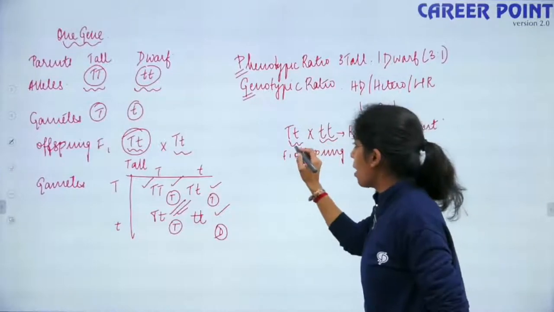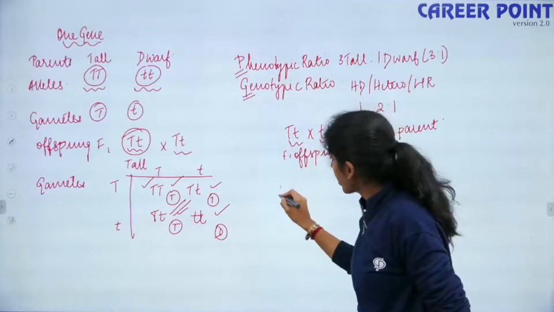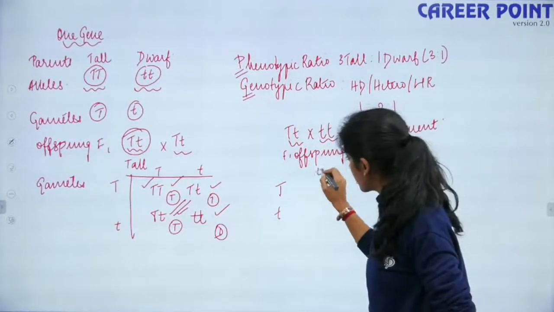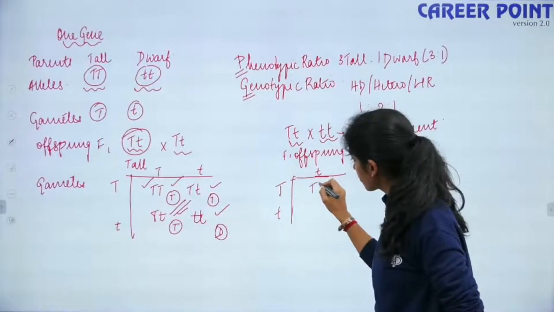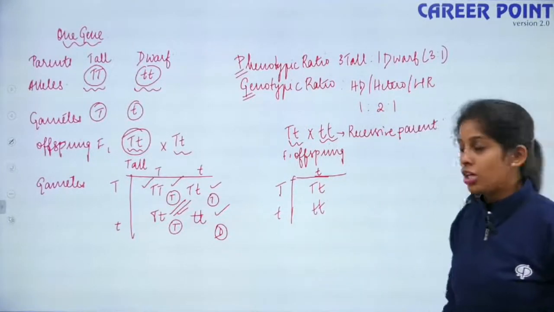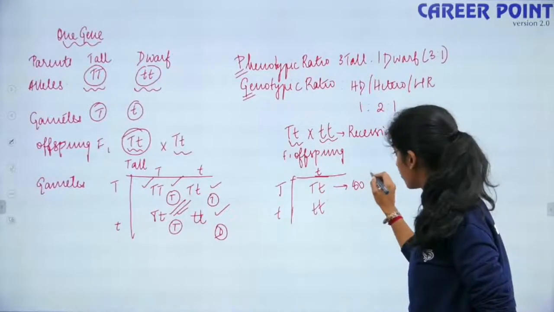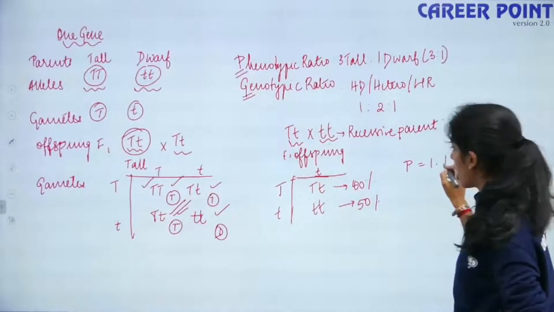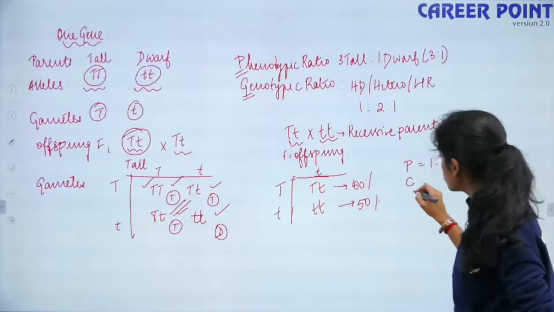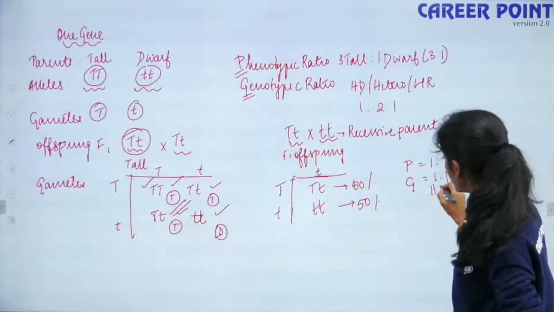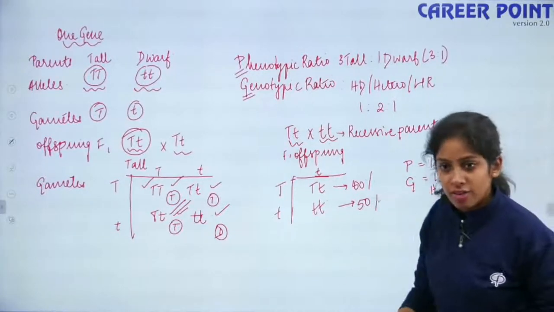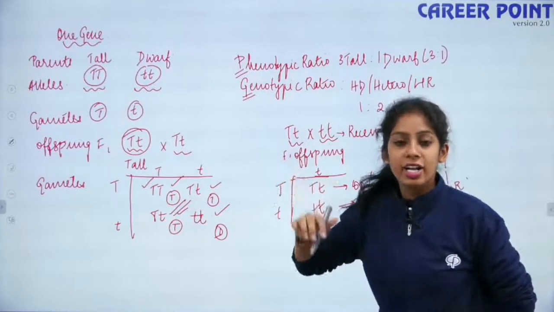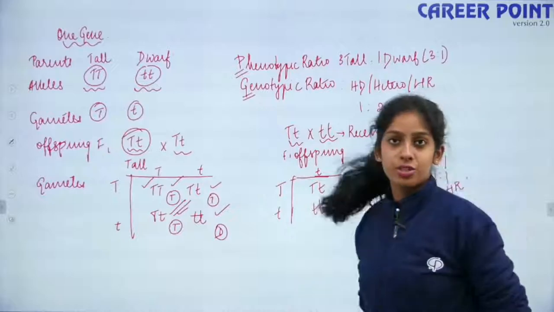Now, how do you find the gametes here? The gametes can be capital T and small t because it is heterozygous. From the other parent, the gamete is small t. So it is 50% tall and 50% dwarf. Here the phenotypic ratio is 1:1 because 1 is tall, 1 is dwarf. The genotypic ratio is also 1:1: 1 heterozygous, 1 homozygous recessive. So the plant is a heterozygous condition. This is your test cross, alright?